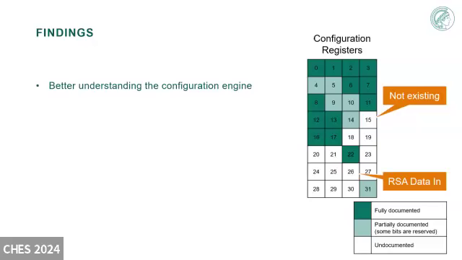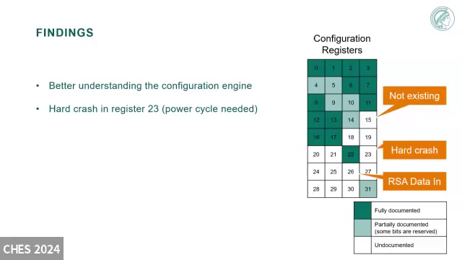This register 26, which was not documented, is the RSA data register, which is later important for the RSA authentication. And we also found some weird behavior. In register 23, for example, we found a hard crash. A specific bit pattern completely crashes the FPGA, meaning that we have to power cycle the FPGA completely.